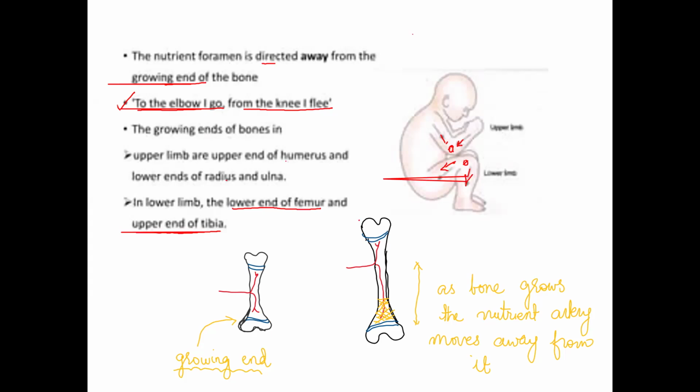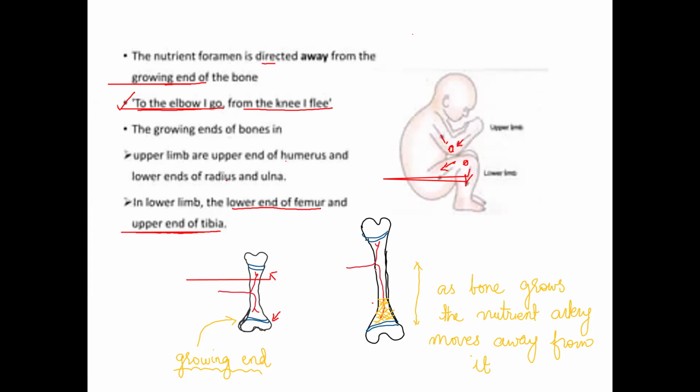And why it happens is, at the time of birth, the nutrient artery is in the center, at equal distance from the epiphysis proximally and the epiphysis distally. But over a period of time, the growing end of the epiphysis grows more. So the nutrient artery is not moving, but the epiphysis itself is moving away from it. Hope you understand this.